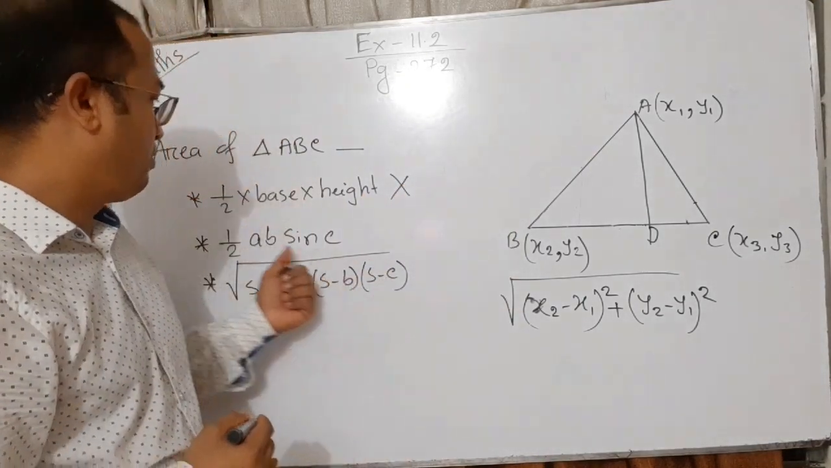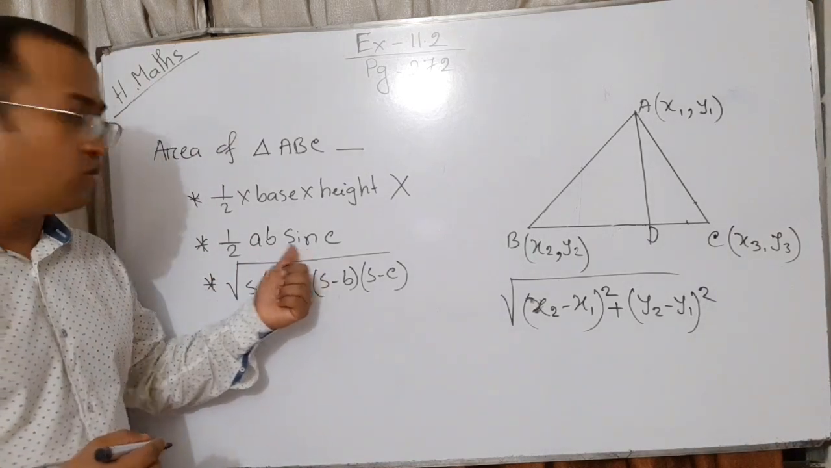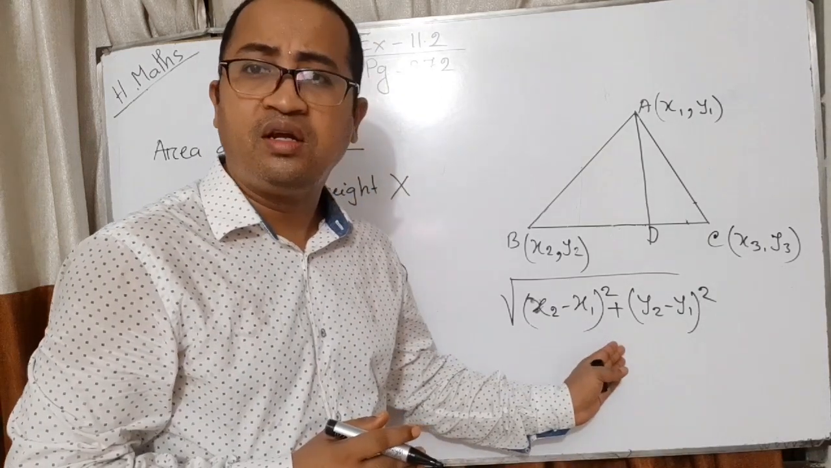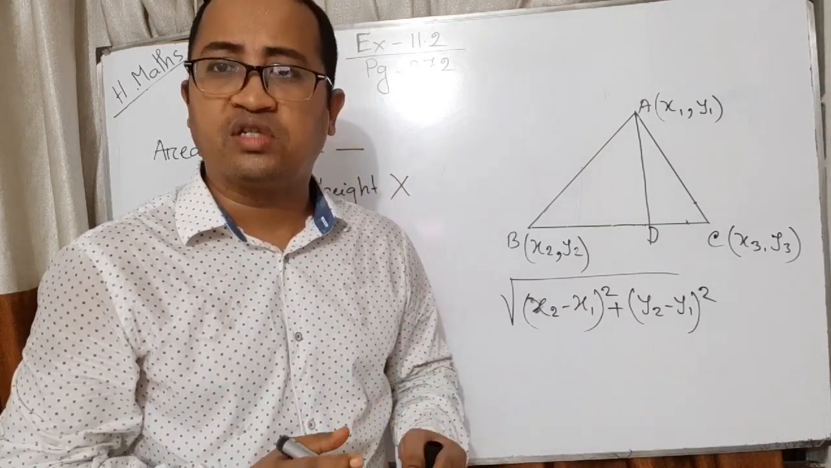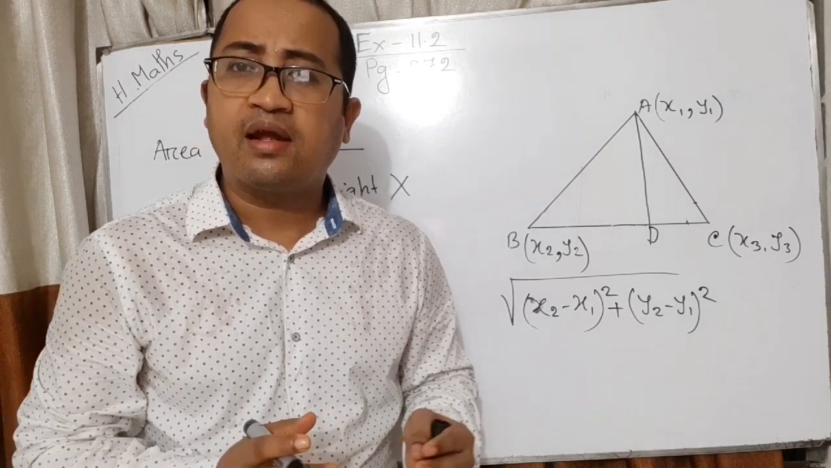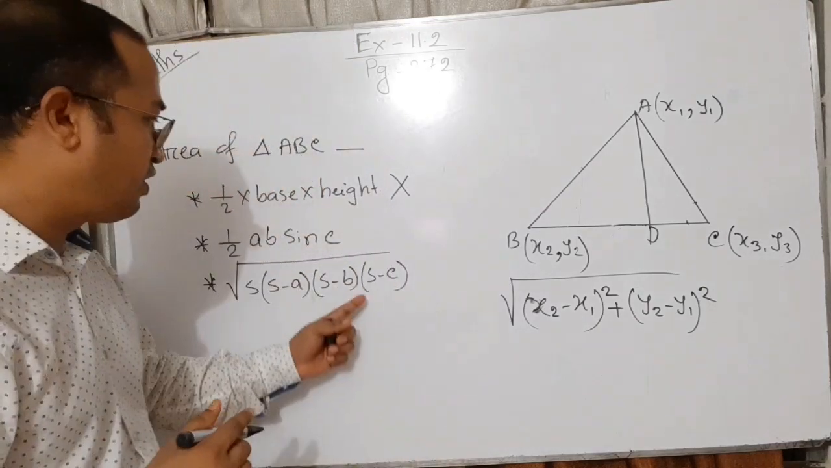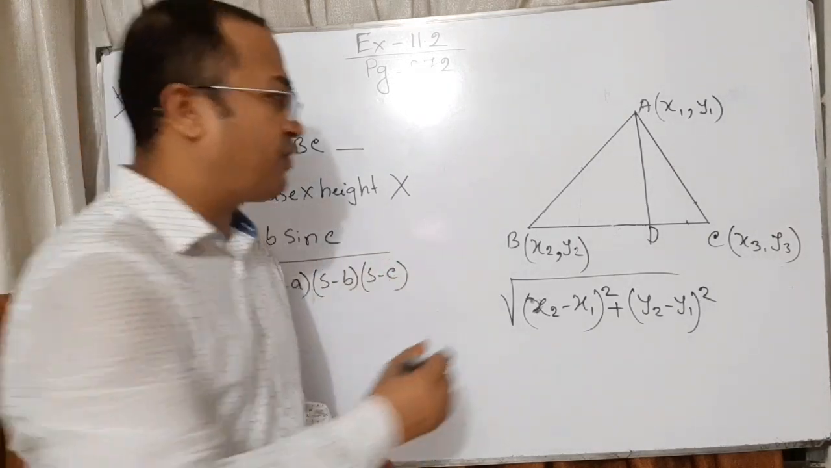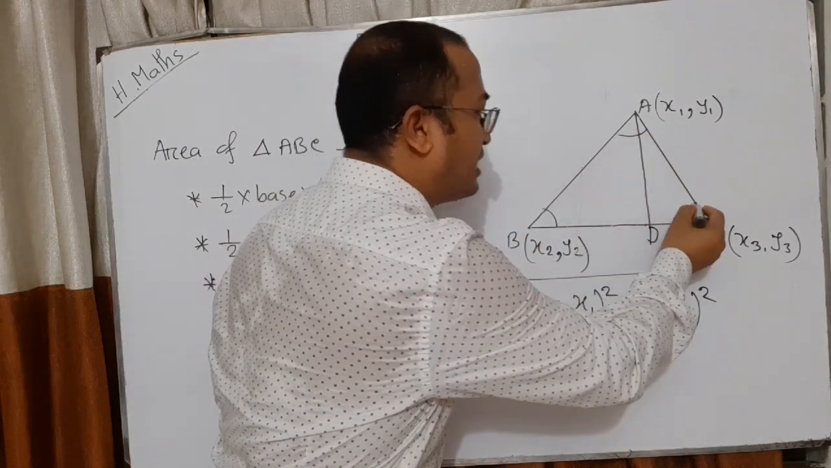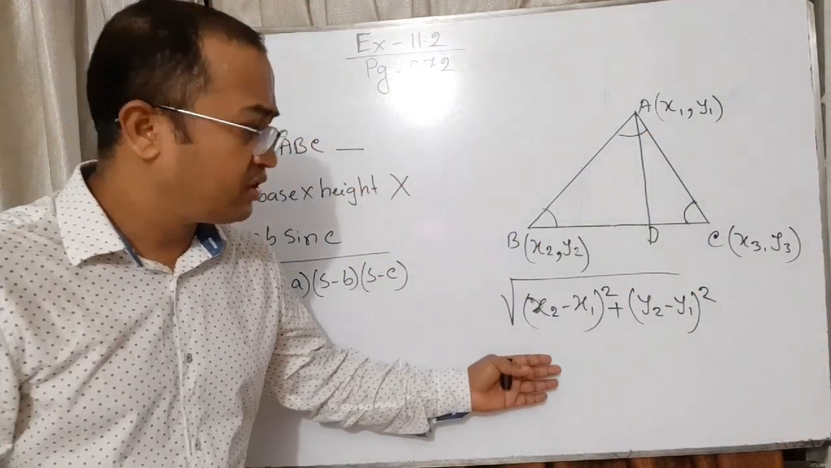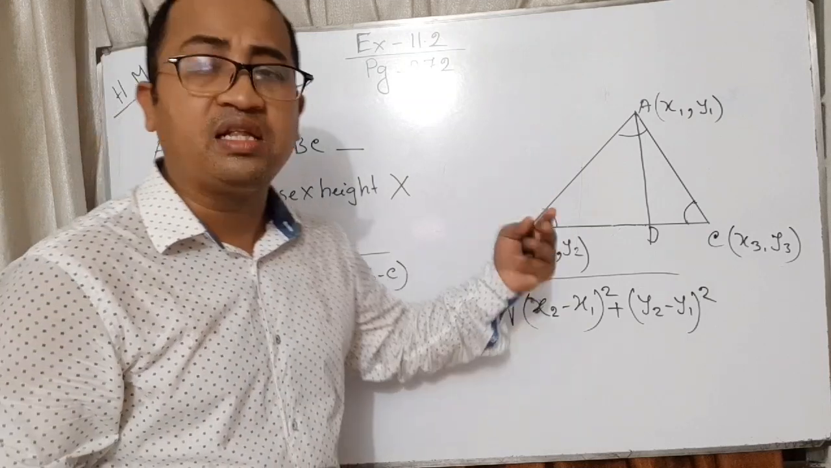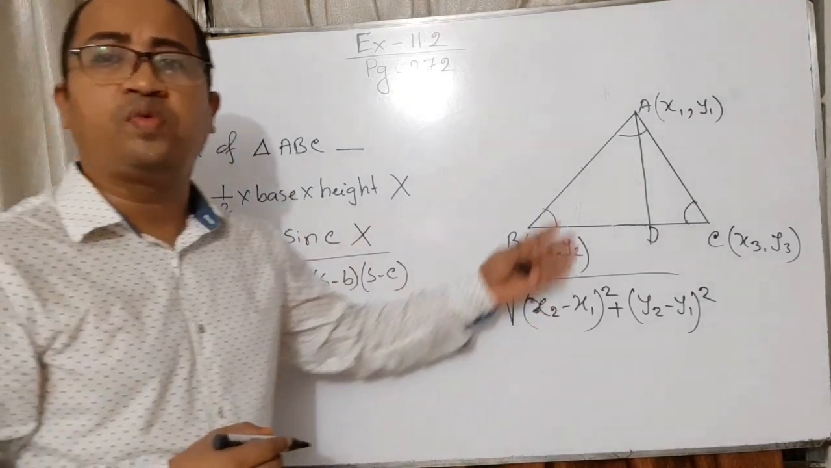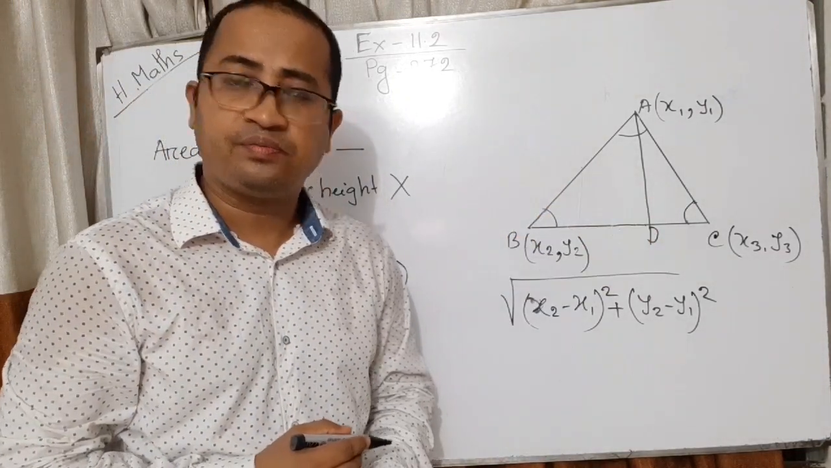Now, half ab sine theta. Look, you can find out any two sides by using the distance formula, but you cannot identify the angle between these two sides. Can you find out angle C or angle A or angle B? No, you cannot find out any angle if you know only the coordinates. So we cannot use this formula also to find out the area of this triangle.